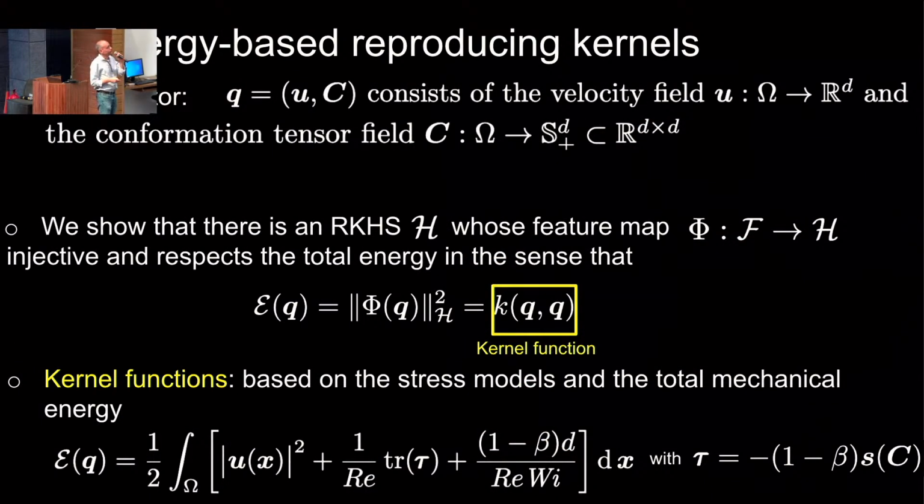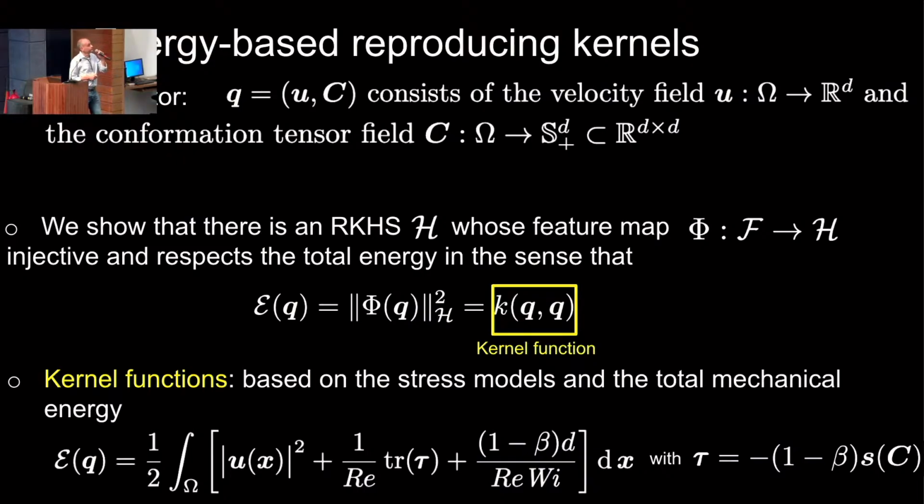Some ideas about this. The first step is to define the state vector. In this case, Q, we combine the velocity field and also the conformation tensor. After this, we can analyze these terms in terms of the energy. We use the mathematical properties of the reproducing kernel Hilbert space, where we capture this feature map according to this description in terms of the energy.